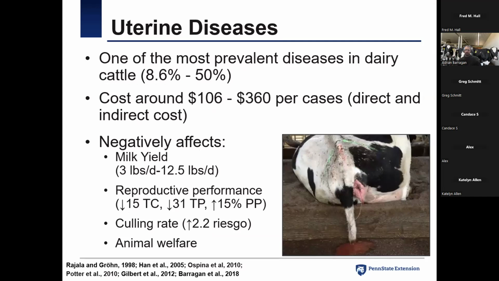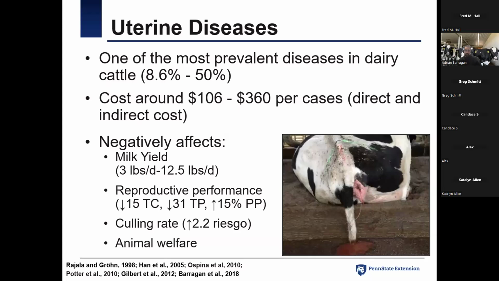To kick off the presentation, some of these things are very well known by everybody. Depending on the farm, uterine disease, which can include retained placenta, metritis, endometritis, and pyometra, is going to be in the top three, either number two or number three, along with mastitis and lameness. So they are definitely some of the most prevalent diseases in dairy cattle.